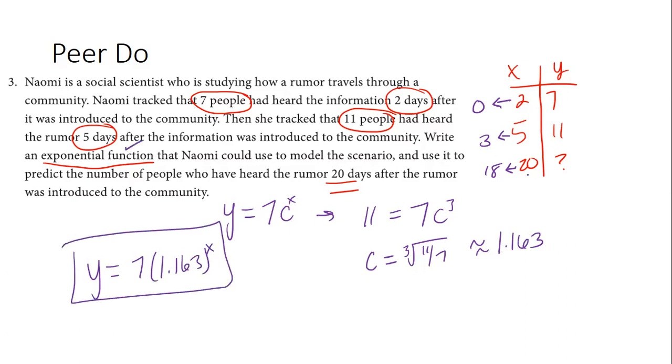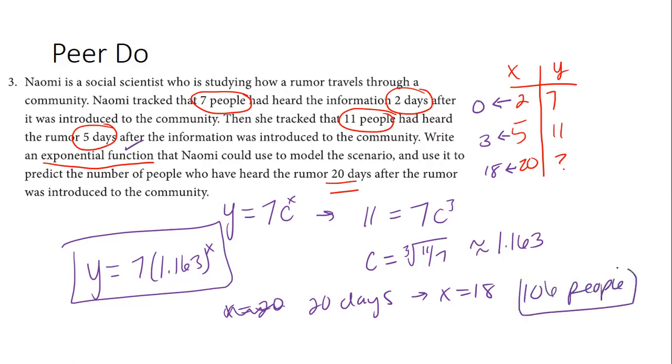Now that we have our model, can we figure out how far the rumor has spread by day 20? Yes, and so we got 106. If we let 20 days mean x equals 18, we end up with 106 people knowing the rumor. That's how rumors spread, right? This is actually kind of a slow spreading rumor if you think about it.